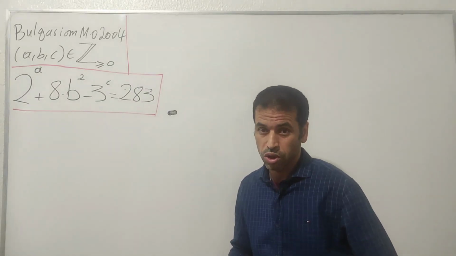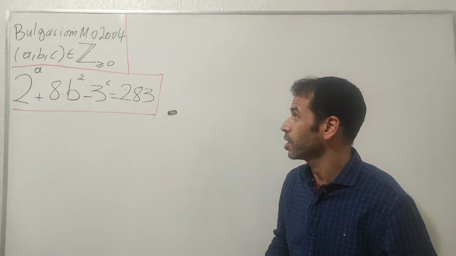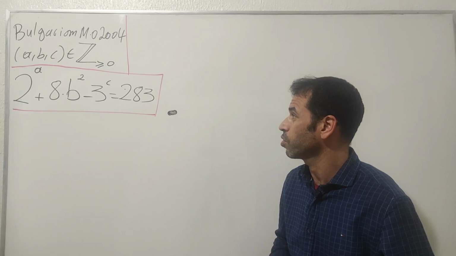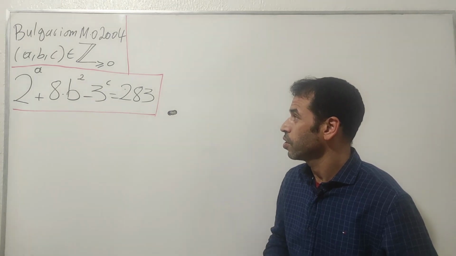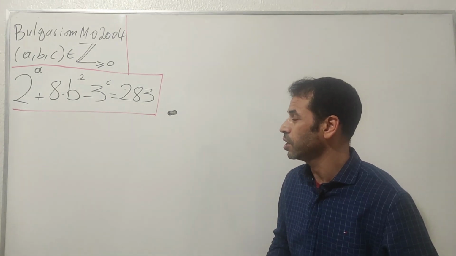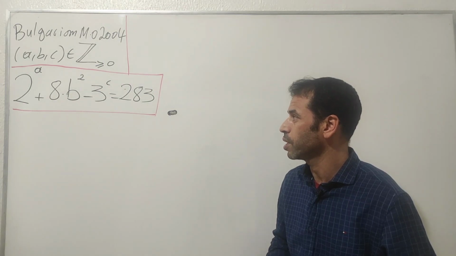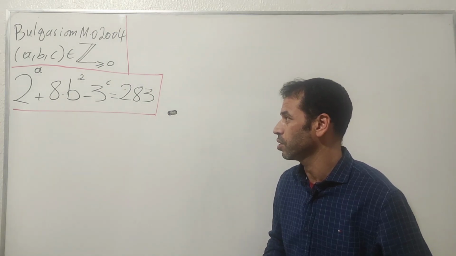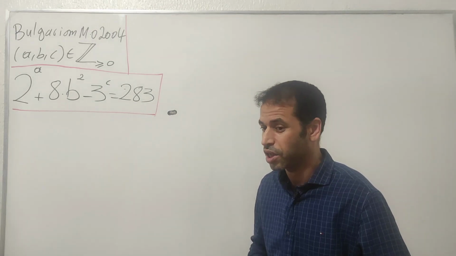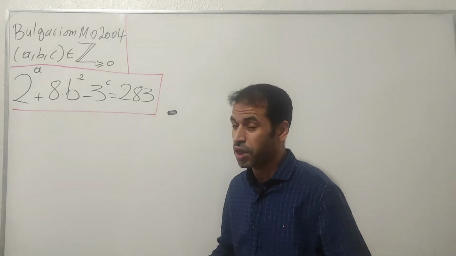In today's video, I would like to introduce you a very nice problem. It's coming from Bulgarian Mathematical Olympiad edition 2004. Here is the following setup. We have (2^a + a) multiplied by (b^2) minus 3^c equals 283. In fact, this is a very nice and interesting problem. It carries a nice trick.